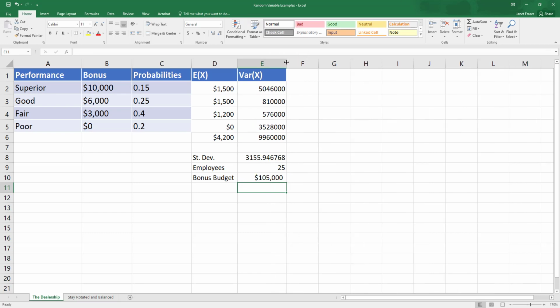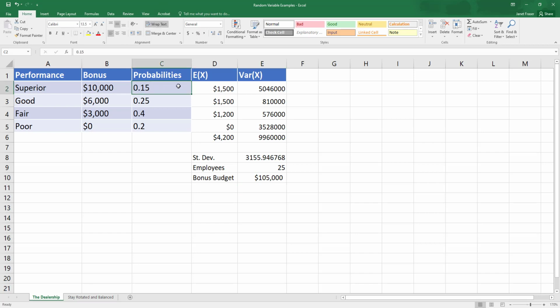Widen this one a little bit, and we find that Brad can expect to pay about $105,000 in bonuses. And depending on the size of the dealership, that could be a little bit of money or that could be a lot of money. Maybe it would motivate him to have more employees that are in the good category as opposed to the superior category. And when we set up a spreadsheet like that, we can reuse it and we can manipulate these things.